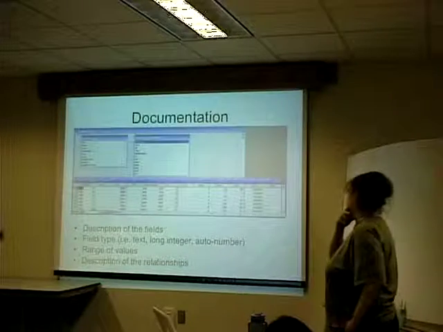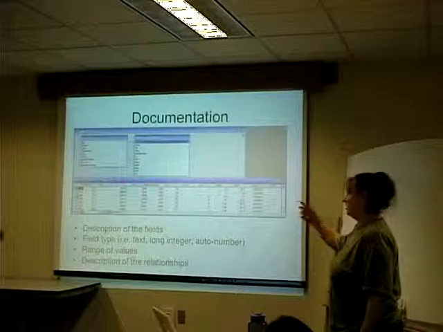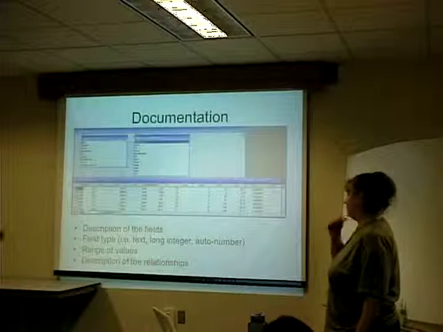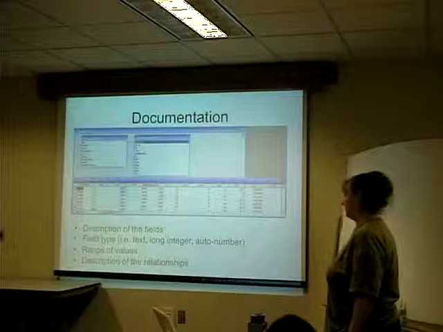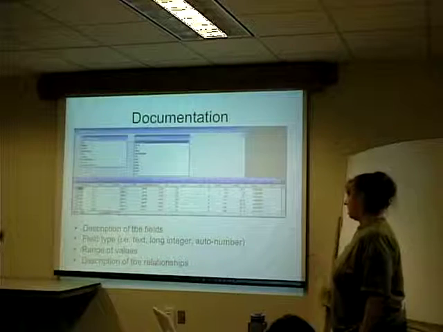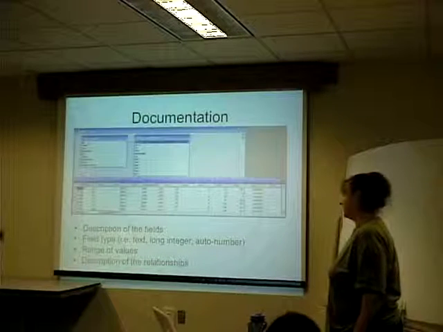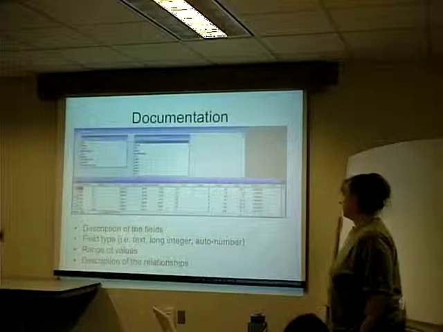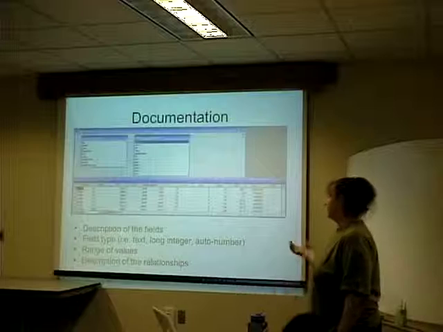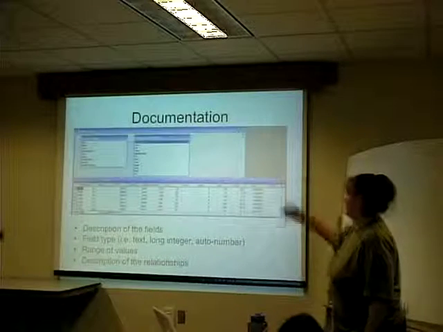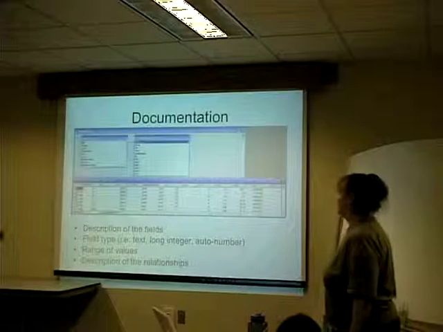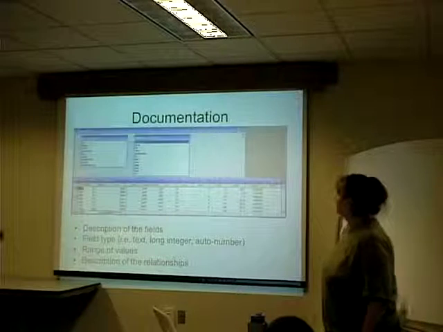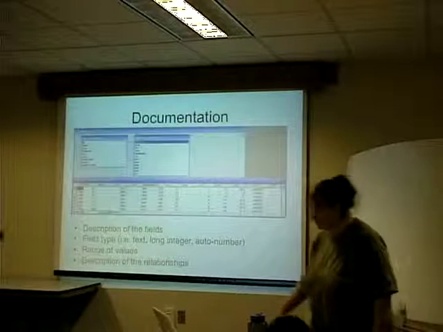So this is just an example of an Access database, and you want a description of the different fields. People like to know what the field type is, you know, auto number, long integer, text. It's also helpful to know the range of values. And you would describe the relationships here. Here there's a relationship between ID and station ID. It's just no data.